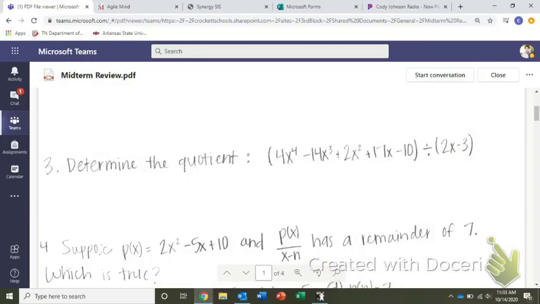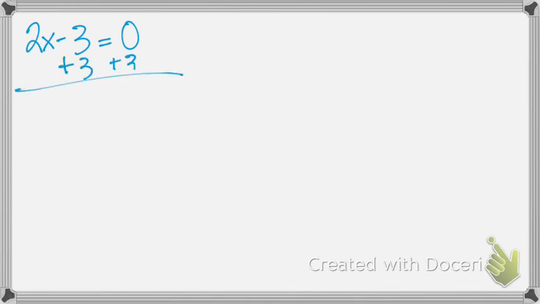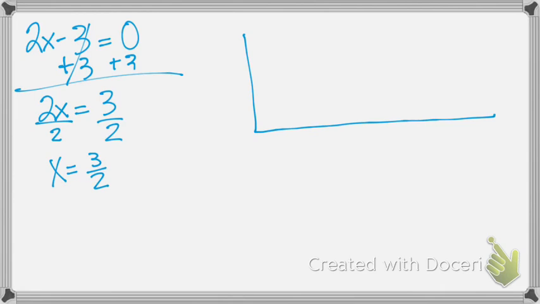Now, I did not do synthetic on the paper, but I am going to try to do synthetic here. So remember, for synthetic, you have to solve for x first. So, 2x minus 3 equals 0. So first thing I must do is I must add 3. And I'm left with 2x equals 3. Well, then I divide by 2. And I have x equals 3 over 2. Okay? We got our L. 3 over 2 on the side.